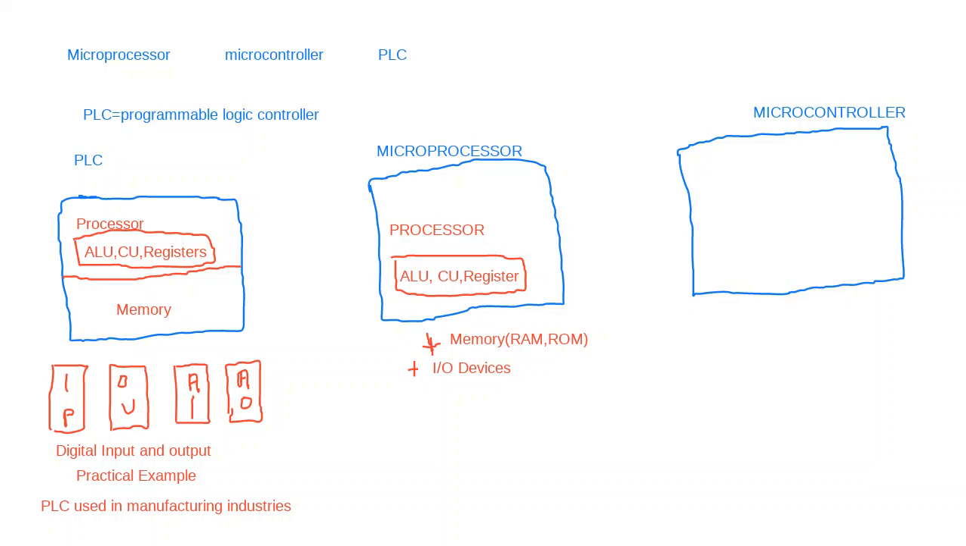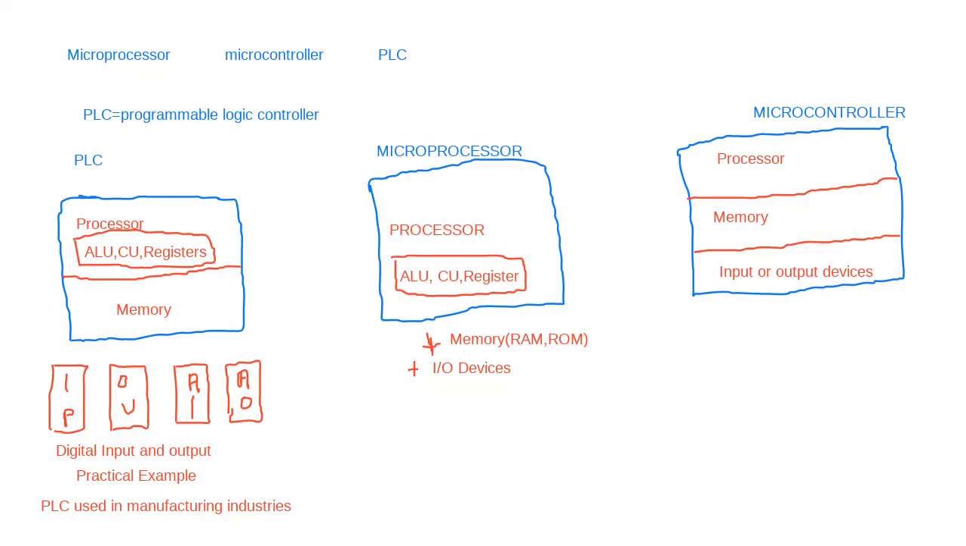Then we will move to microcontroller. Now students, in case of microcontroller, we will divide this block not into one, not into two, but into three parts. In the first we have the processor, then we have the memory, then we have the input device, output devices.